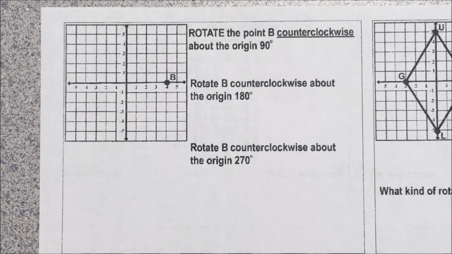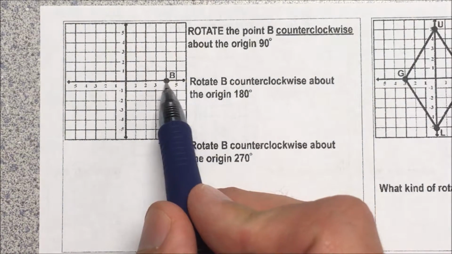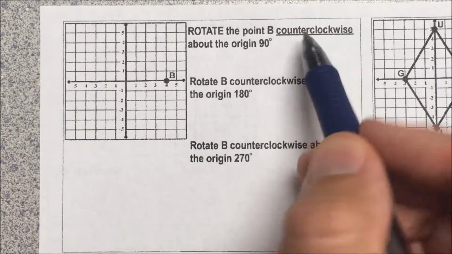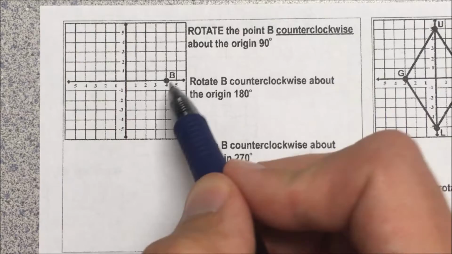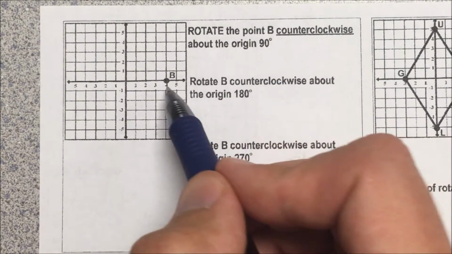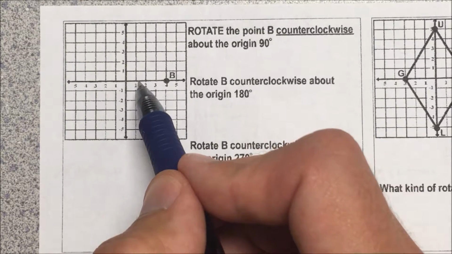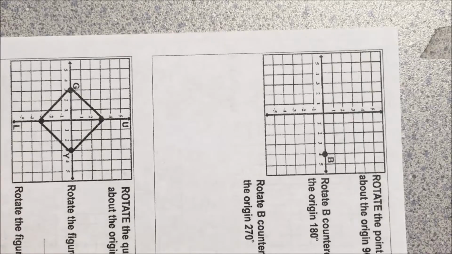Just like with reflections and translations, you can rotate points both graphically and algebraically. If I want to rotate this point B counterclockwise, that's the opposite direction of a clock. Yeah, that's opposite. And I want it to go this way. So if I'm going to do 90 degrees, I'm going to say it went 1, 2, 3, 4, and I'm going to turn my paper 90 degrees.